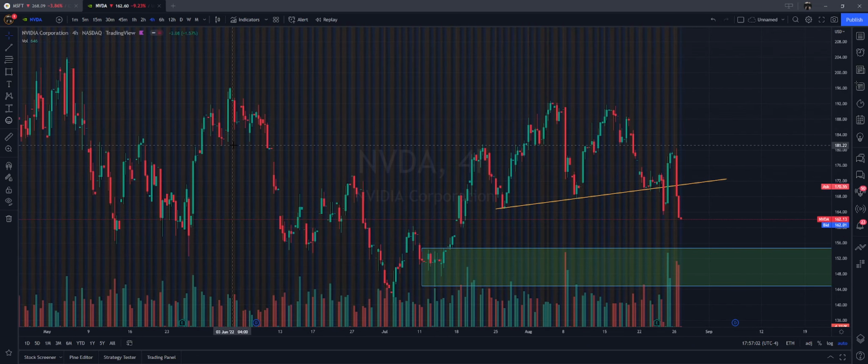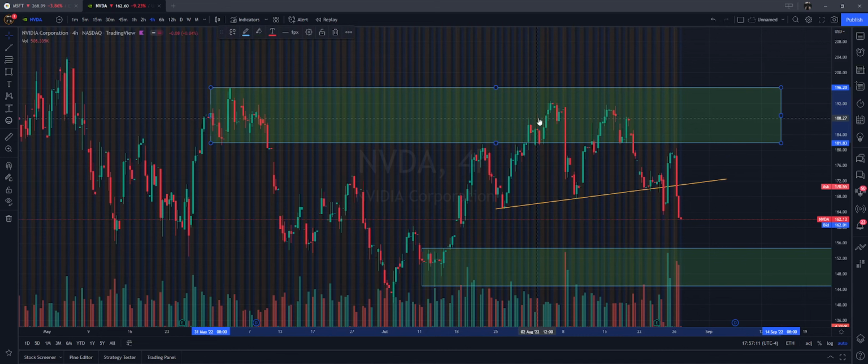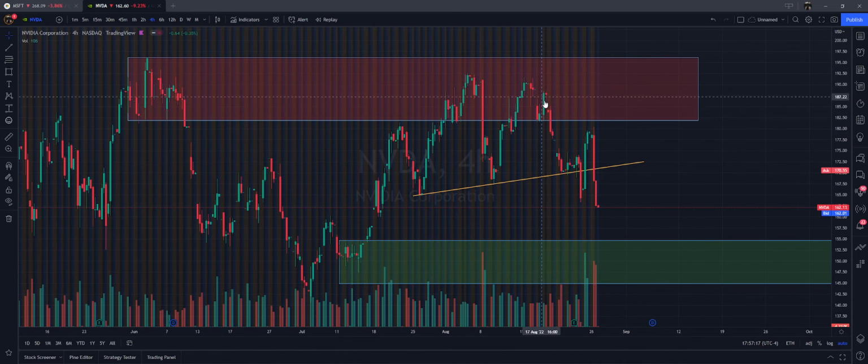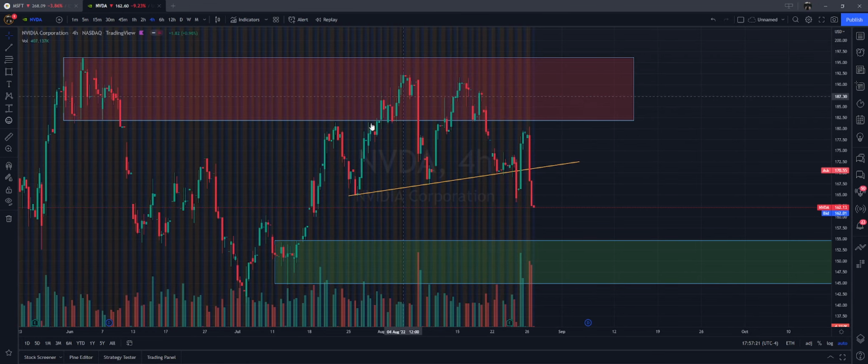This is a very strong supply zone, but somehow we have enough volume to kind of break through it, but we didn't really break it. Right? We got held on the supply zones. There's not enough buyers to break it out, so we come back down. And this is something like a double top as well.